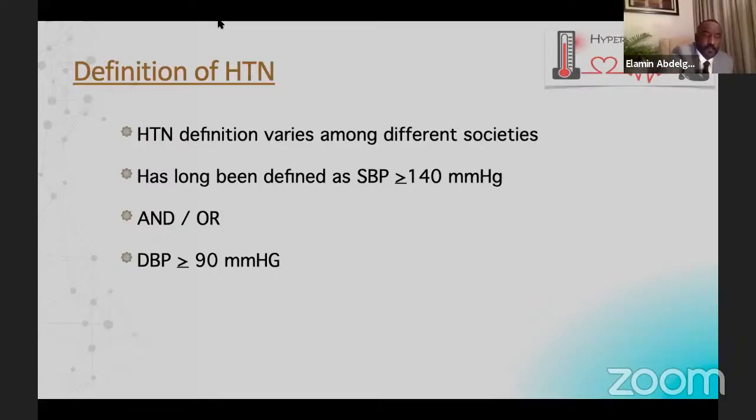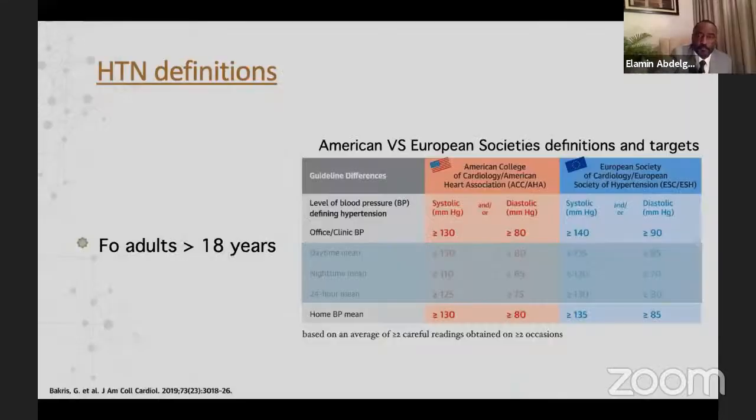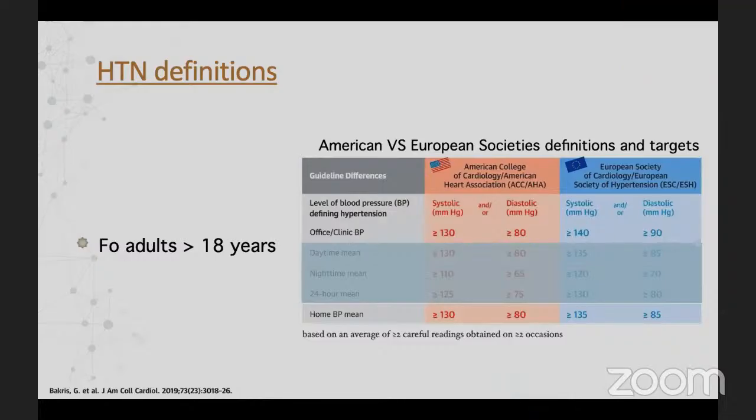Really? Okay. Let me try again. Is it the hypertension definition slide? Yes, you can go ahead now. Where do you stop? Okay.